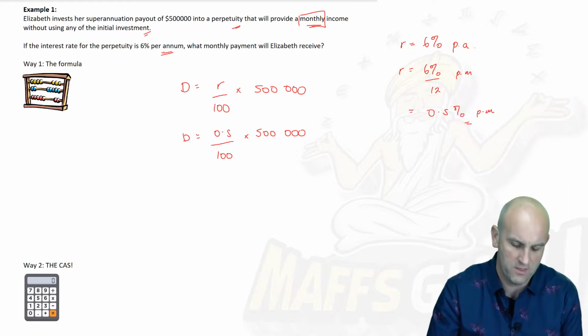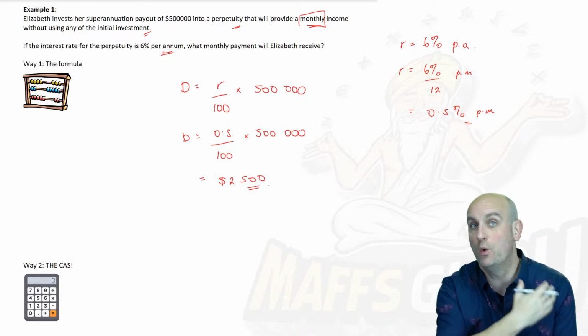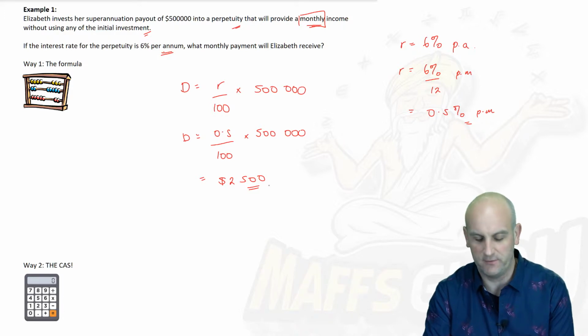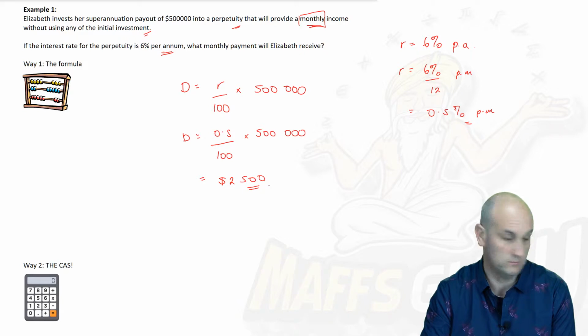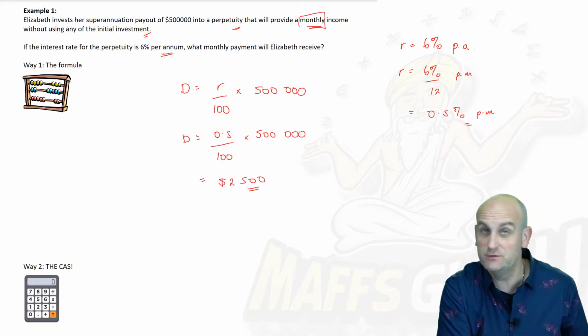Anyway, so 0.5 divided by 100 times 500,000 gives me $2,500 per month. So there we go, $2,500 per month. That will go forever, assuming the bank stays at 6% per annum. Then she can have $2,500 per month until, well, forever really. And so the CAS. Now, obviously, it's a bit weird because I've just used the CAS to do that.